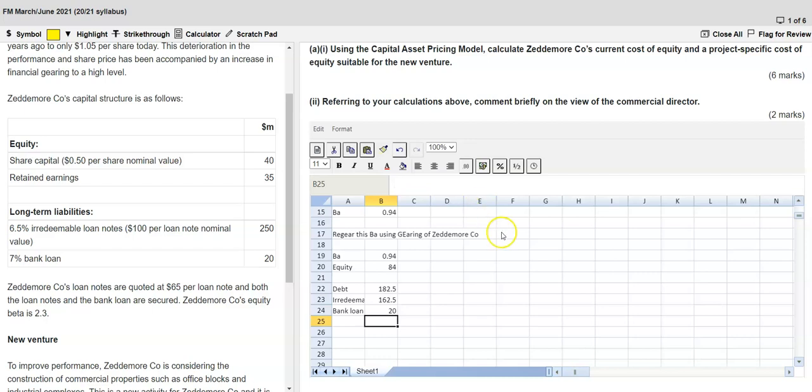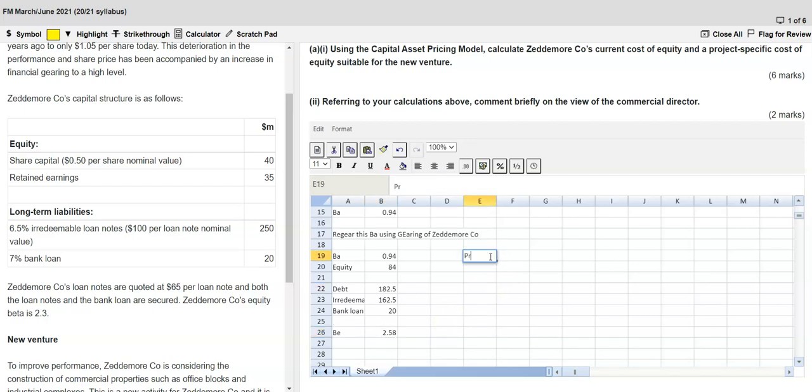Now let's calculate the beta equity. That is equal to beta asset into bracket start equity plus debt into 0.8 over equity. 2.58 is the relevant equity beta.